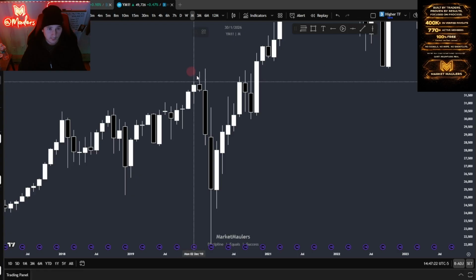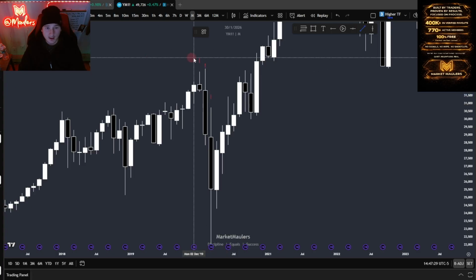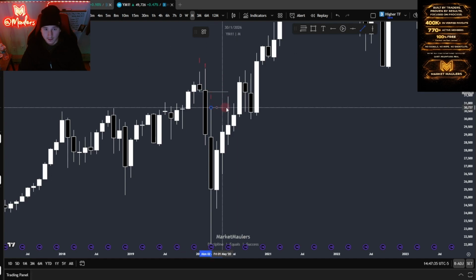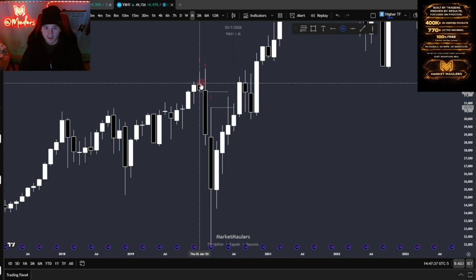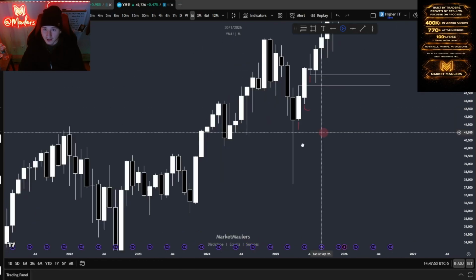What do we have now? 1, 2, 3. 3 candlestick pattern. The low of the first wick for bearish, high of the third wick. There is your bearish fair value gap. First candlestick, second candlestick, third candlestick. First candlestick's low, third candlestick's high. Bearish fair value gap.